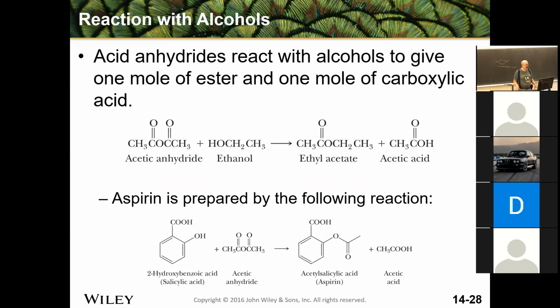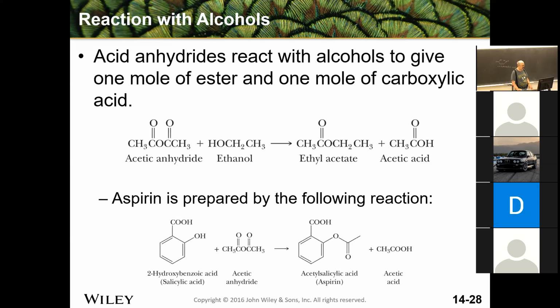Acid anhydrides can react with alcohols to give 1 mole of ester and 1 mole of a carboxylic acid. So here we have acetic anhydride reacting with ethanol. And the two products are the ester, ethyl acetate, and then the byproduct is acetic acid.